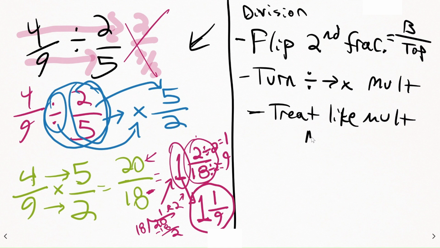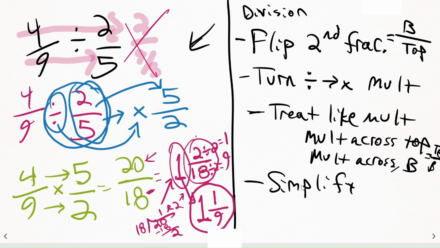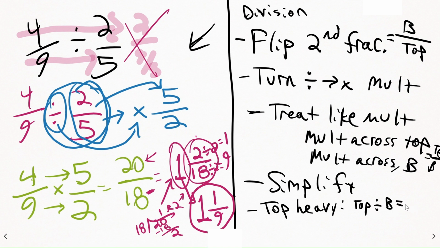So you multiply across the top, multiply across the bottom, and that gives you top, bottom number. And then simplify. And then you want to make sure you have that top heavy, the top divided by the bottom equals the whole number, and then a remainder. The remainder ends up being the top of the fraction. So you end up with the whole number, and then the top number is that remainder from the division, and then you just keep the same bottom number.